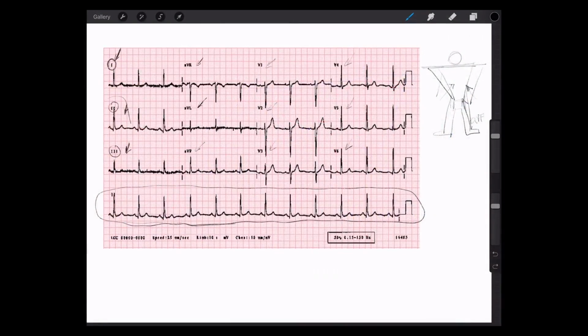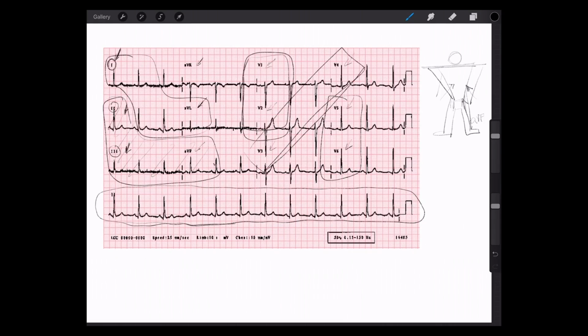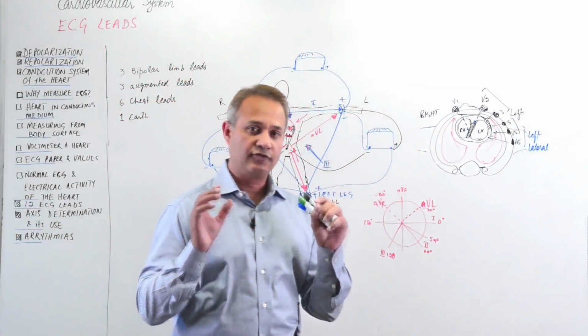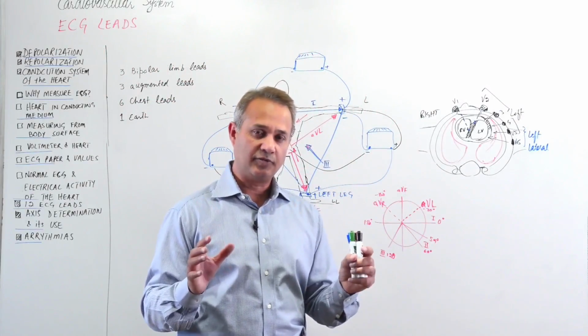So lead 2, 3 and the AVF, they look at the inferior surface. This is the inferior surface. Then lead 1 and AVL with lead 5 and 6 look at the lateral surface. Then lead V1 and V2 look at the anteroseptal part, and lead V3 and V4 look at the anterior surface of the ventricle. Okay, so if you wanted to know about the leads and the general properties, we are done.